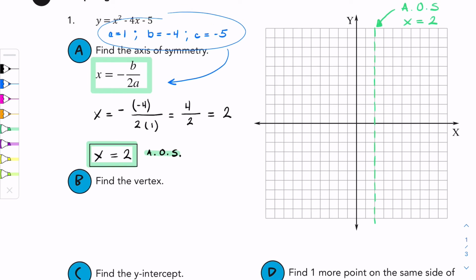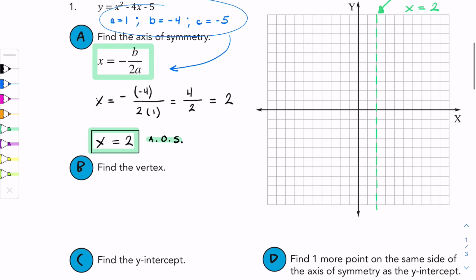Okay, now that we found the axis of symmetry, we need to find the vertex. And the vertex is found by substituting the x value of the axis of symmetry back into the original equation and solving for y.